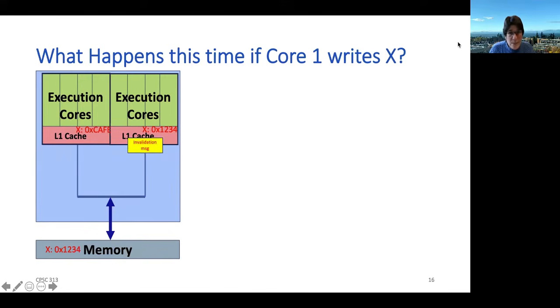And it's the responsibility of the second core to see that invalidation message and say, aha, what I need to do is invalidate my cache line. And so I'm going to evict it from my cache. So that's what we want to happen. And the question is, what metadata do we need to support this?